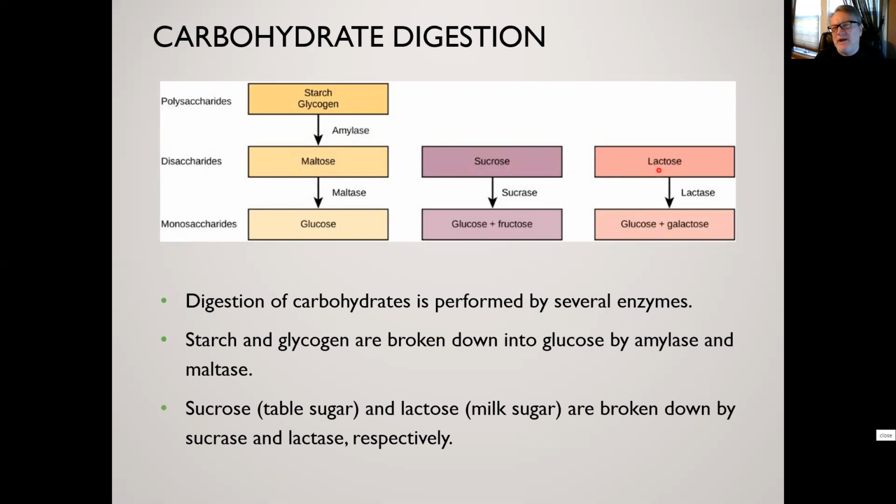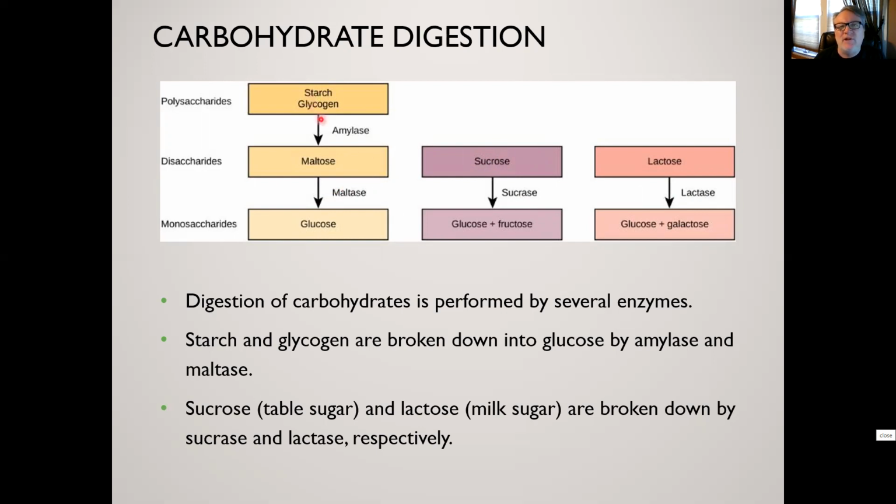And the disaccharides would be maltose, sucrose, and lactose. Sometimes we actually consume lactose directly because that's what's in milk. Sometimes we consume sucrose directly because that's what's in table sugar. So that process really doesn't even start breaking the disaccharides down until you get to the small intestine, because sucrase, lactase, and maltase are secreted by the pancreas and the walls of the small intestine.